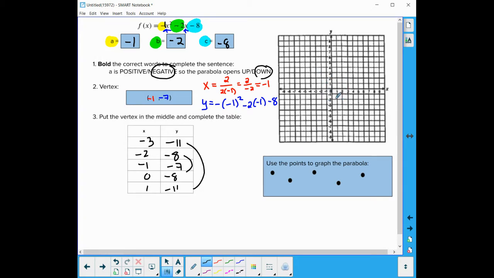And so if I graph that, I'm at negative 3, negative 11. That's going to just go right off the graph right there. Negative 2, negative 8, negative 1, negative 7, 0, negative 8, and 1, negative 11. And that's going to be my parabola.